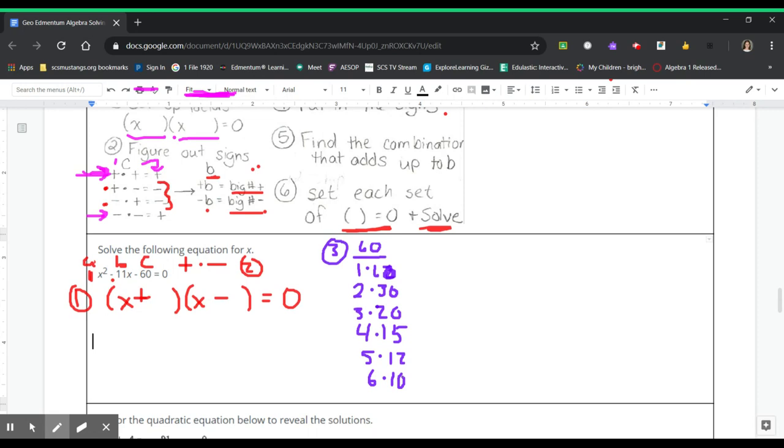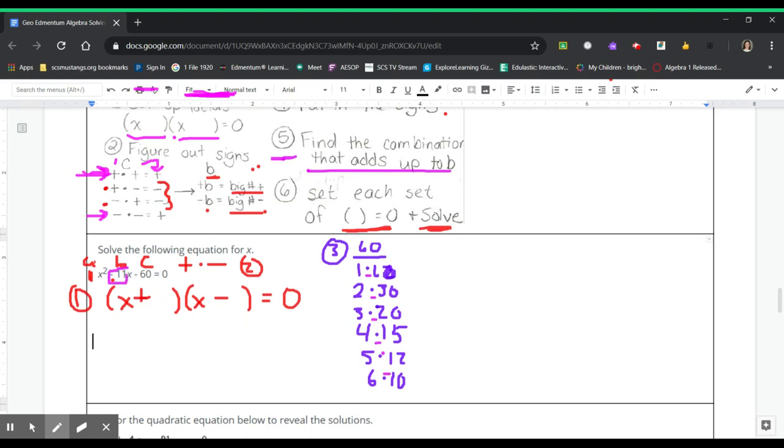So I know that from step 4, which is to put the signs in, the bigger number is going to be negative. So I'm checking to see the combination that adds up to be b. So I'm kind of doing step 4 and step 5 together. My big number is going to be negative, so negative, negative, negative, negative, negative, negative. Which of these is going to add up to give us a negative 11?